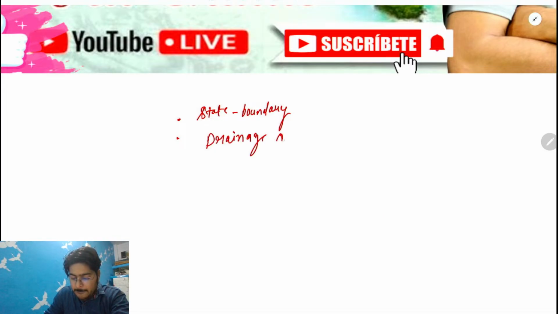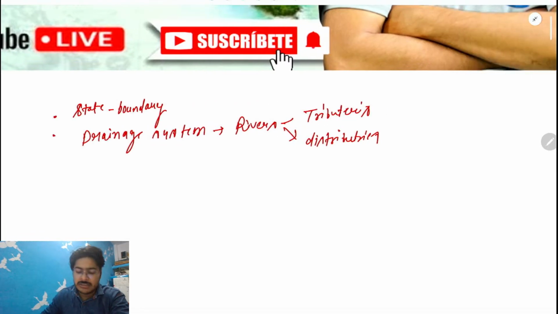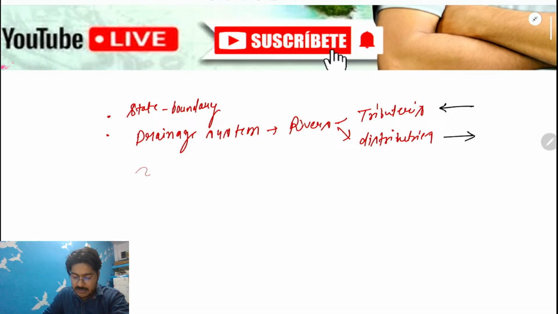In the drainage system we will study the rivers, the rivers' tributaries, and their distributaries. What is the difference between a tributary and a distributary? A tributary is a stream which gives water to the main river, and a distributary is a stream which takes away the water from the main river. This is the difference between the tributary and the distributary. These things we'll discuss.